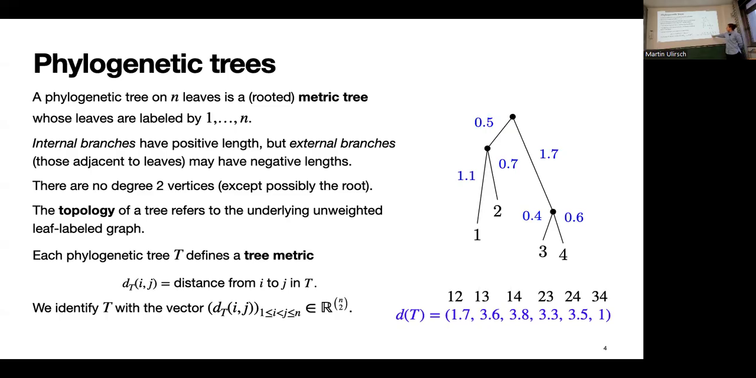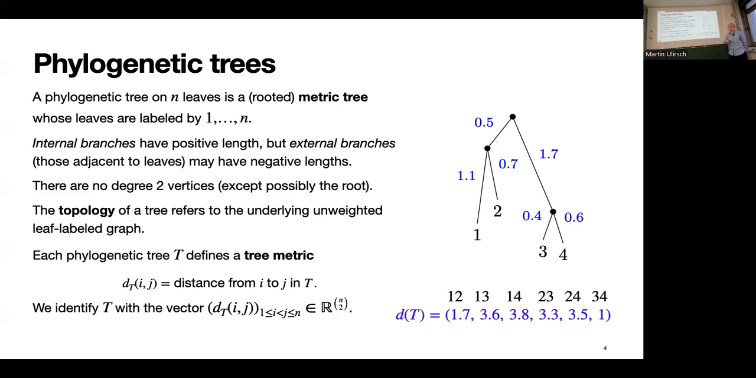So here, this tree's distance vector, or tree metric, records the distance between 1, 2, 1, 3, 1, 4, 2, 3, 2, 4, and 3, 4. And you just add up the lengths of the edges between 1 and 2 to get the distance between 1 and 2. So add it up.